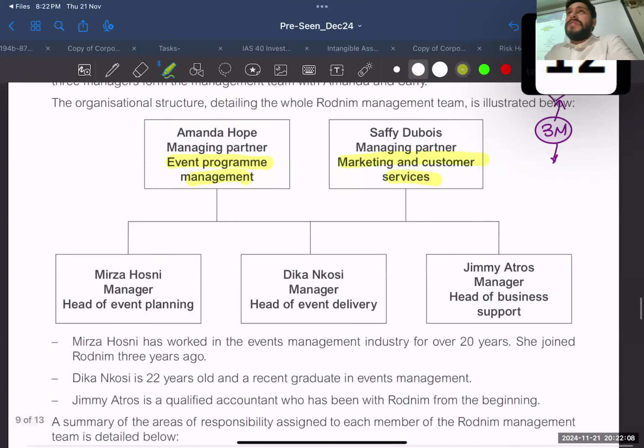Now we have 3 managers, and under these 3 managers, we have 34 employees. Oh, so cumulatively, we have 34 employees. So we have 31 employees working under these 3 managers. MH, manager, head of event planning. DN, manager, head of event delivery. And JA, manager of head of business support.